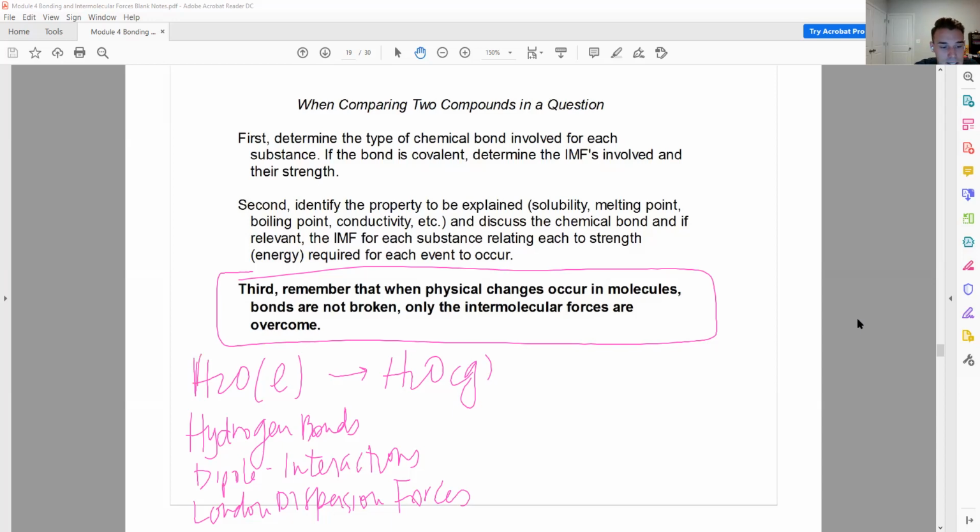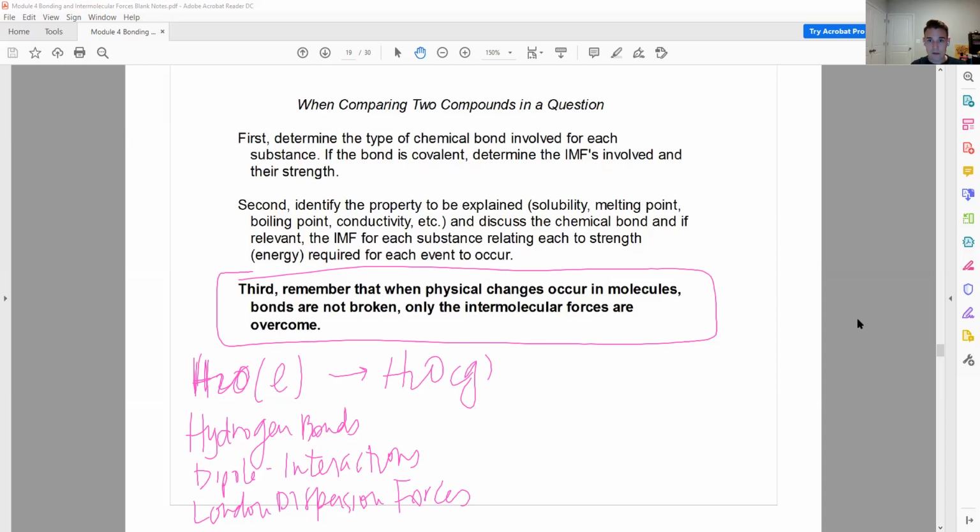So getting back to this example, when you have liquid water going into a gas, it takes a very long time to heat up water. One of the reasons why is because its intermolecular forces are so strong. To go from a liquid to a gas, those molecules need to separate. So you need to put in enough energy to break the intermolecular forces. We're not breaking any bonds, we're just breaking intermolecular forces. So the stronger those intermolecular forces, the more difficult it is to break them, and therefore it takes longer or requires more energy to overcome.